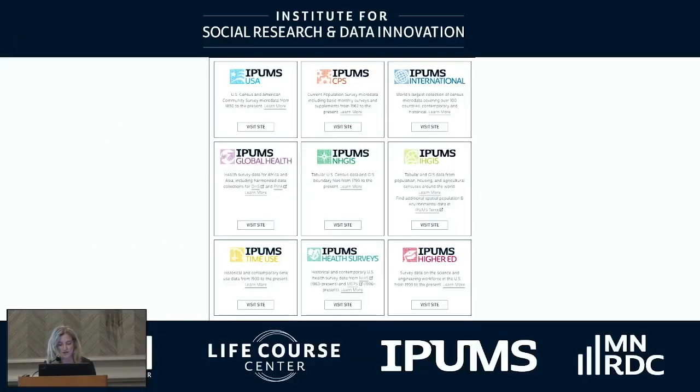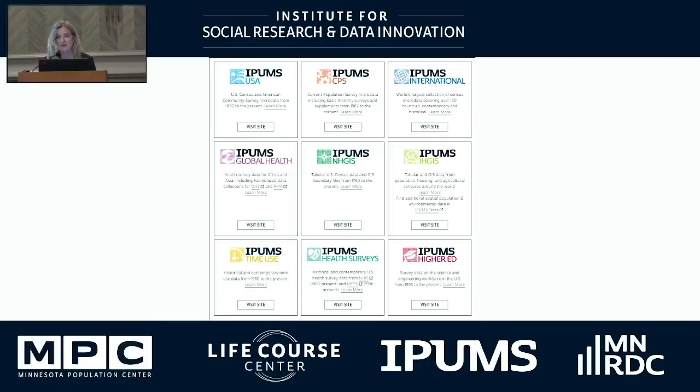So this image visualizes the organizational structure of the Institute for Social Research and Data Innovation, and we call it ISRDI. There are four centers: the Minnesota Population Center, the Life Course Center, IPUMS, and the Minnesota Research Data Center. And there are nine data projects, and some of them have sub-projects, so there are 12 distinct projects at the University of Minnesota. And IPUMS' primary work is data harmonization, making census and survey data compatible across time and space. IPUMS integration and documentation makes it easy to study change, conduct comparative research, merge information across data types, and analyze individuals within family and community contexts. Our data and services are available free of charge, and I'm at the University of Minnesota. I added that to my slide there at the beginning.